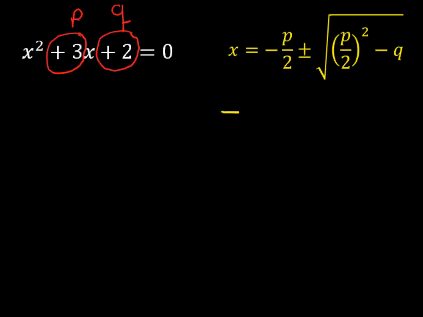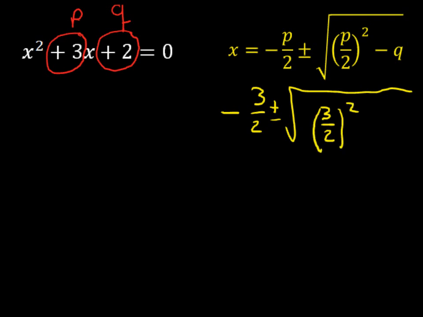We'll get negative P divided by 2, so that's 3 divided by 2, plus minus the square root of all the rest of the stuff. We've got 3 divided by 2 again. That's going to be squared. And then take away q. This time q is positive. So we end up with a negative 2 inside here. We can clean this up a bit, of course. Right here, we're going to get 9/4 minus 2. And here I haven't done anything with this yet.